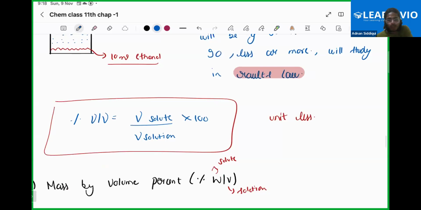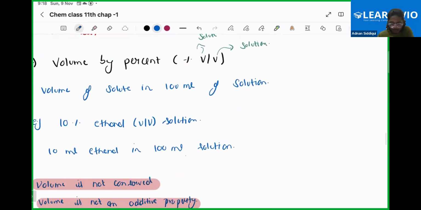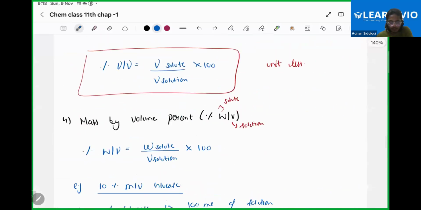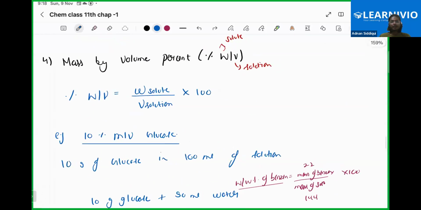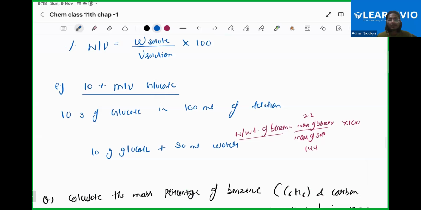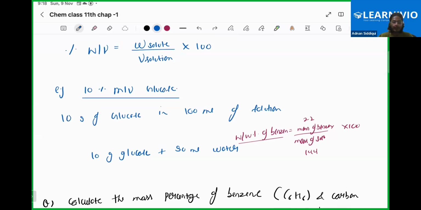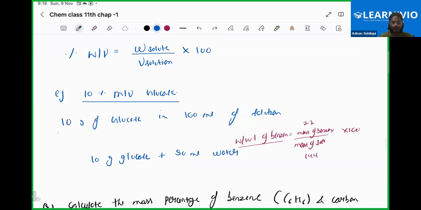So the formula is again the same: volume of solute divided by volume of solution, multiplied by 100. The upper thing is solute, the denominator is solution, and you will have to multiply it by 100. Now, in the next step, we are mixing gram and ml. Now your solute is in gram, it is a solid, and your solution is in ml. If you are talking about glucose in water, how can you understand it? Your glucose is in grams and your solution is in ml. So if I am saying 10% mass by volume glucose, what I can understand is that 10 gram of glucose is present in 100 ml of solution.